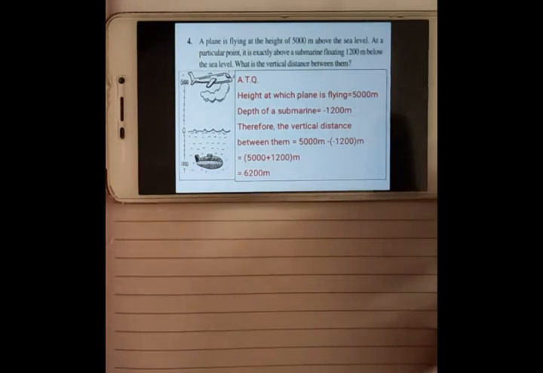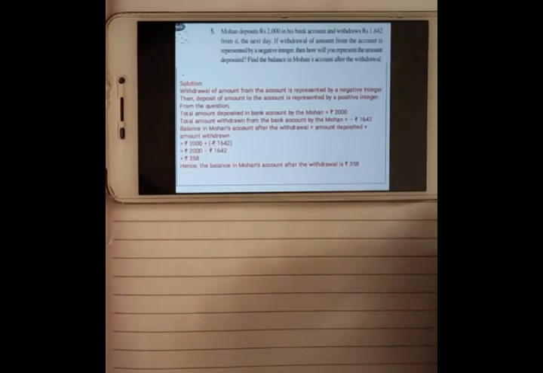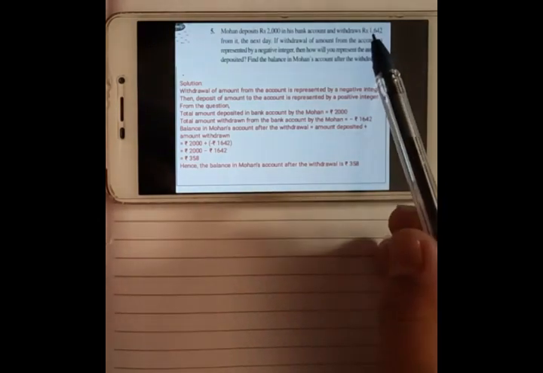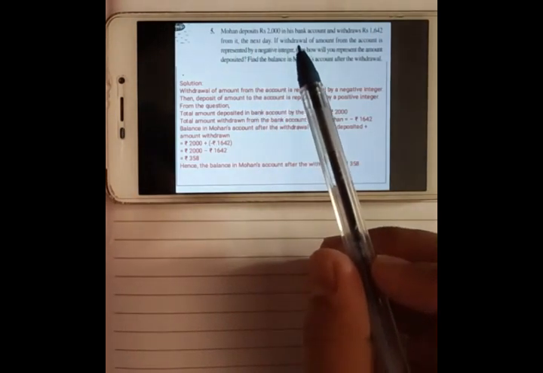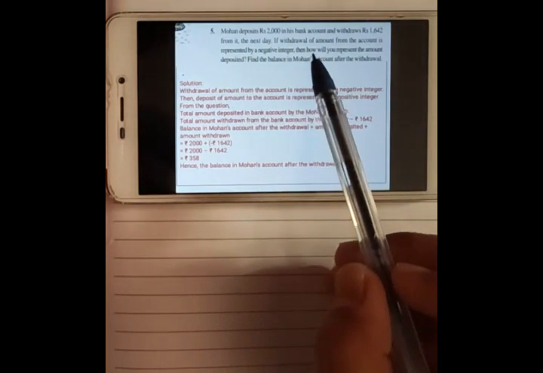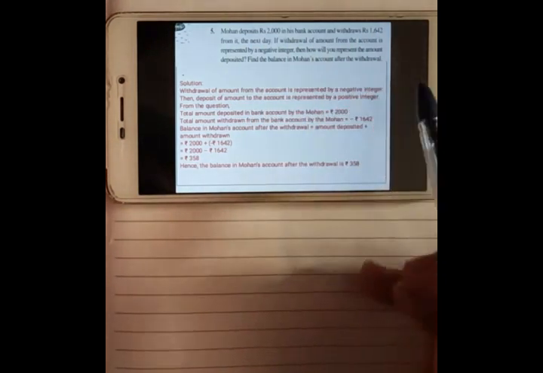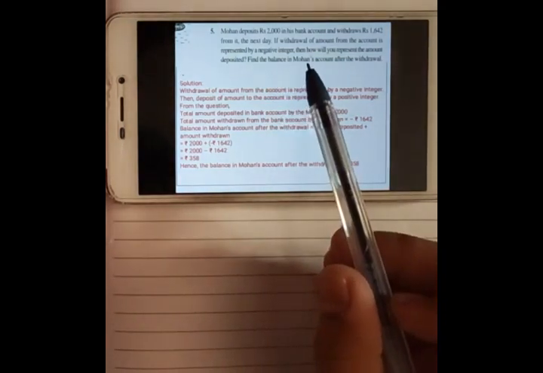Okay. Moving on to the next question, question number 5. The question states that Mohan deposits 2,000 in his bank account and withdraws rupees 1,642 from it the next day. If withdrawal of amount from account is represented by a negative integer, then how will you represent the amount deposited? Find the balance in Mohan's account after the withdrawal. So you have to find the balance in Mohan's account after the withdrawal.